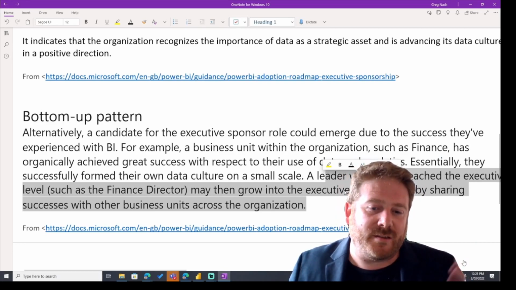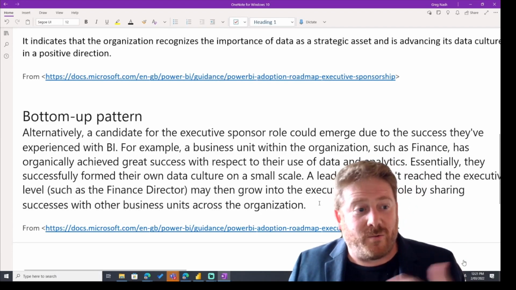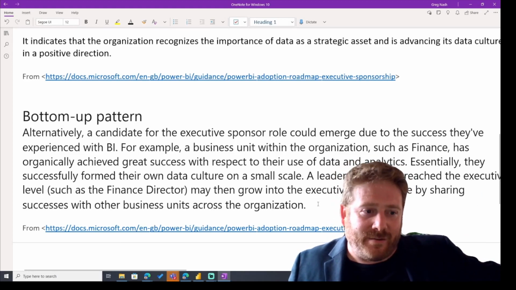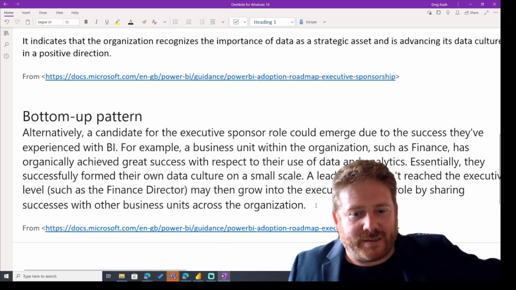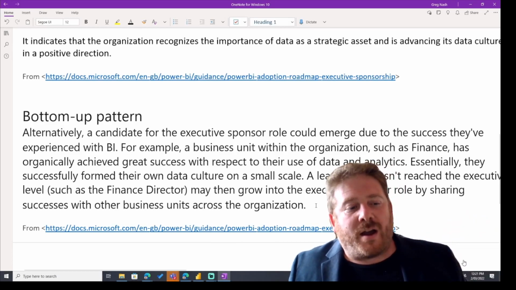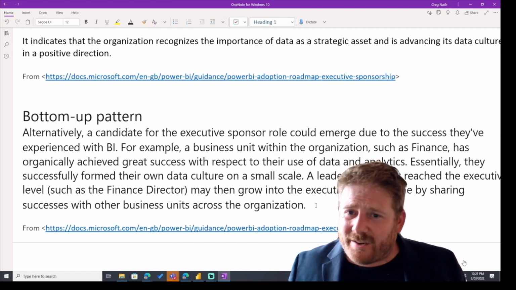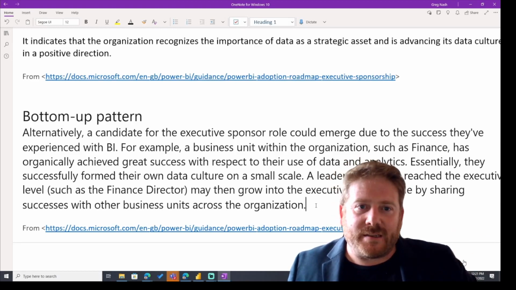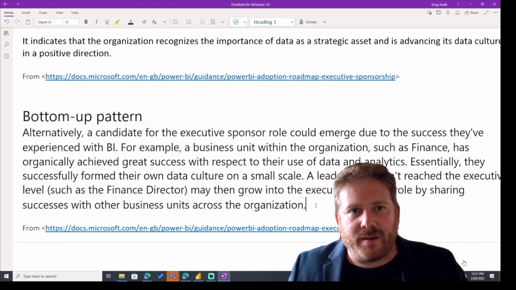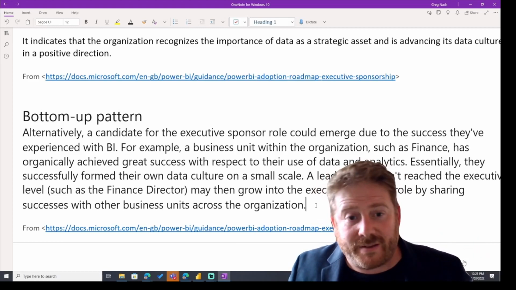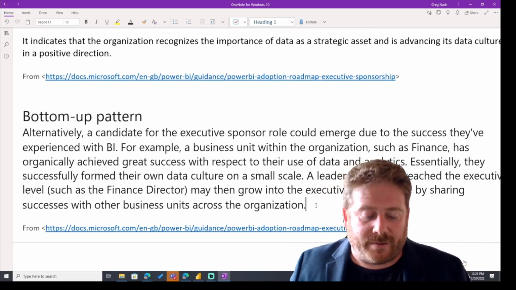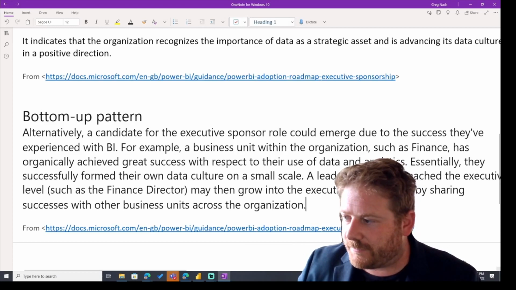So if you are the executive sponsor at the moment and you don't necessarily have the influence you need at C level, then you've got a marketing job ahead of you, essentially, where you need to be able to show those successes. Hey, here we are in the finance team, and we've had these successes. Look at this cool stuff. And then getting other leaders on board that way. So you can potentially do it that way.